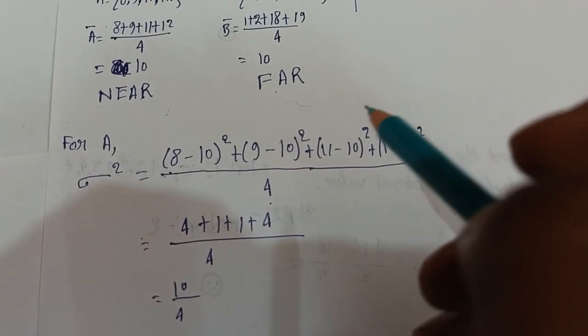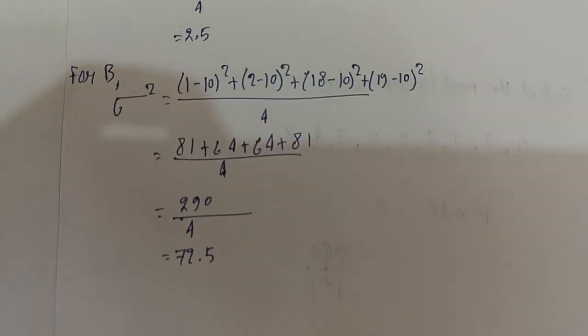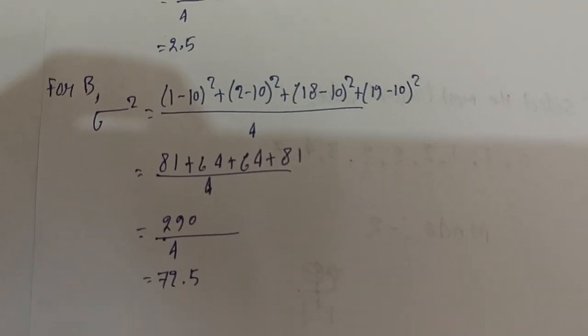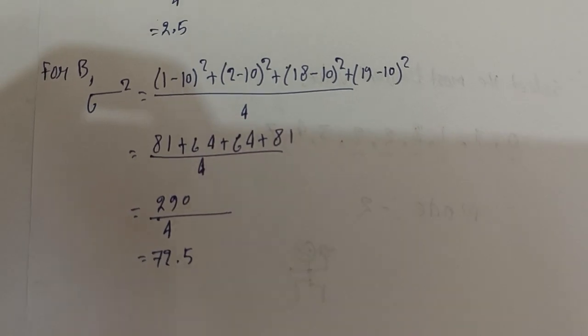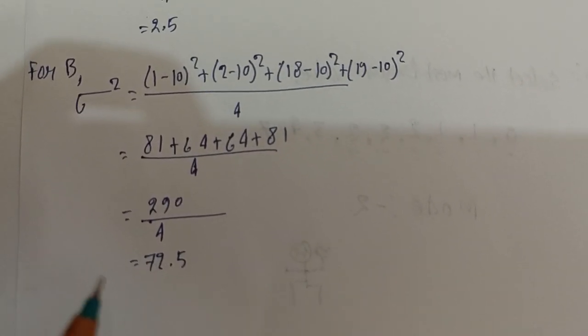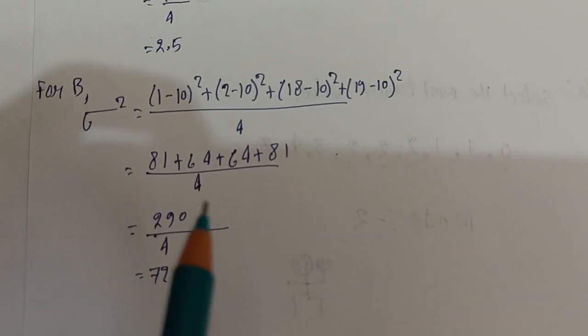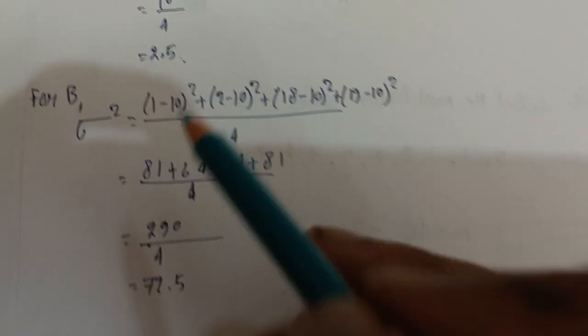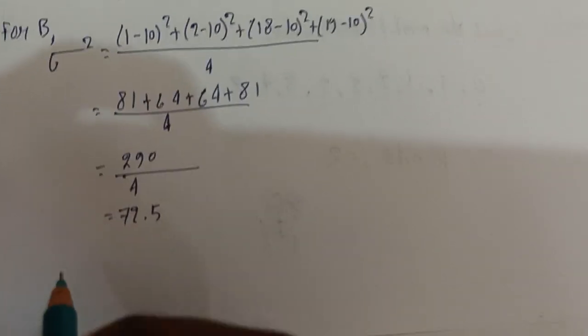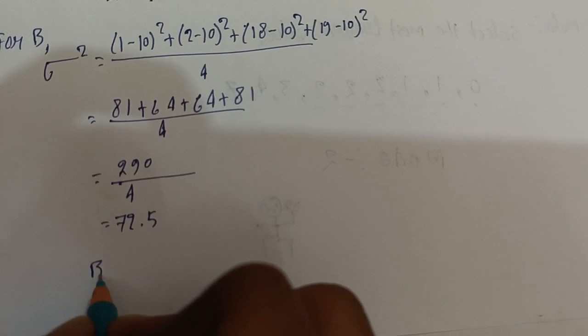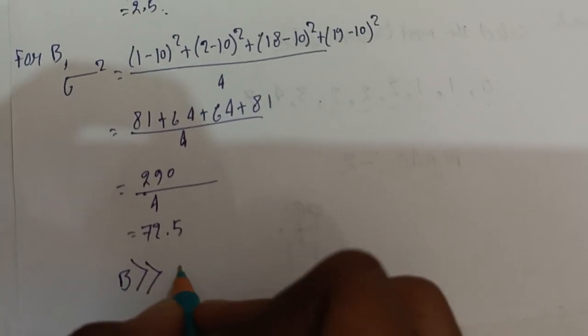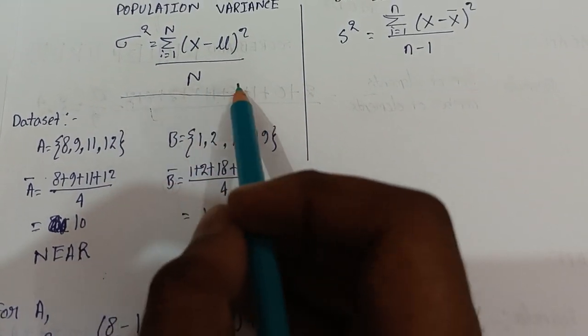Let's just check that our decision was correct or not. So after calculating the same sigma square for B, we are able to see that the variance of B is much greater than A. For A it was 2.5 and for B it is 72.5. So the variance of B is much greater than the variance of A, so our decision was correct. We have proved that by the formula. So this is our main formula for the population variance.